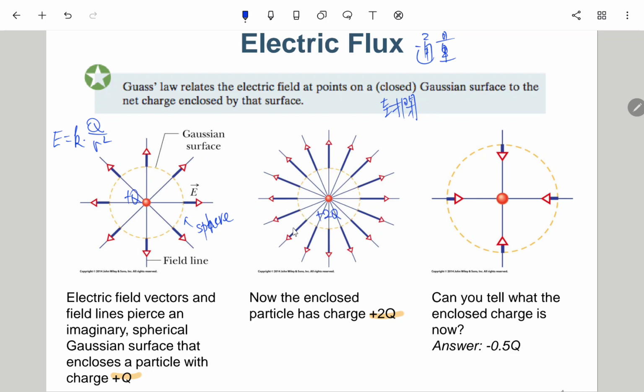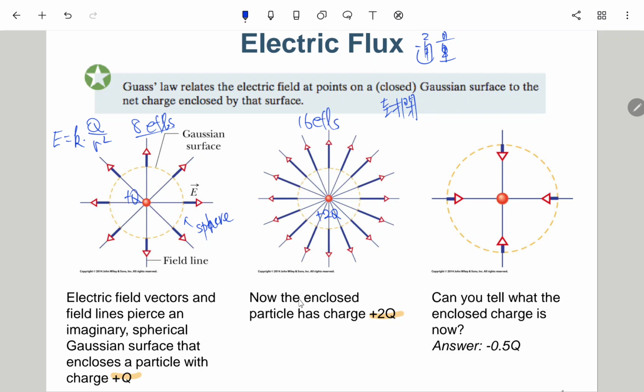Okay, so actually I'd like to equalize the figure. You can imagine these two circles have the same size. When we try to count how many E field lines go through this circle, we can count: there should be 16 in total. There are 8 electric field lines going through here, and here we should have 16 electric field lines going through.